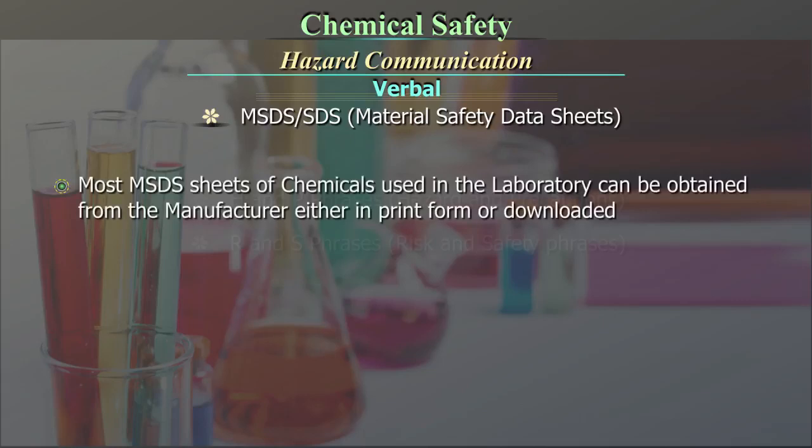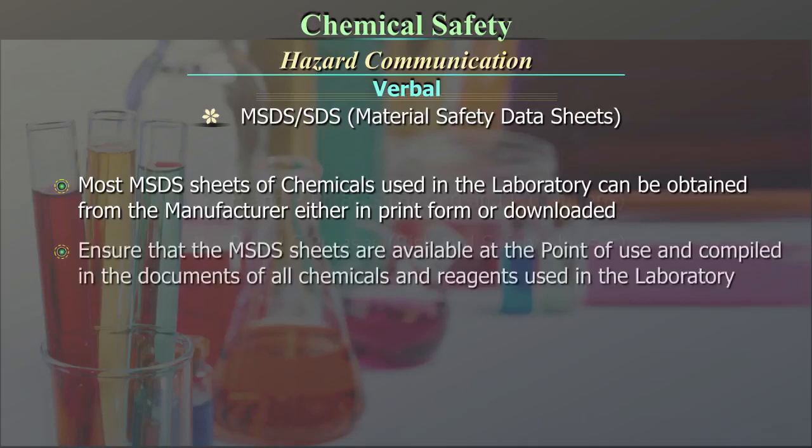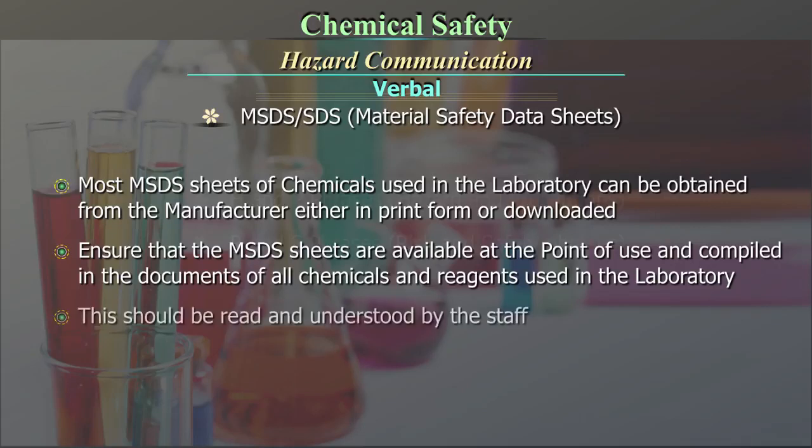Most MSDS sheets of chemicals used in the laboratory can be obtained from the manufacturer either in a print form or downloaded. Ensure that the MSDS sheets are available at the point of use and are compiled in the documents of all chemicals and reagents used in the laboratory. They should be read and understood by the staff.